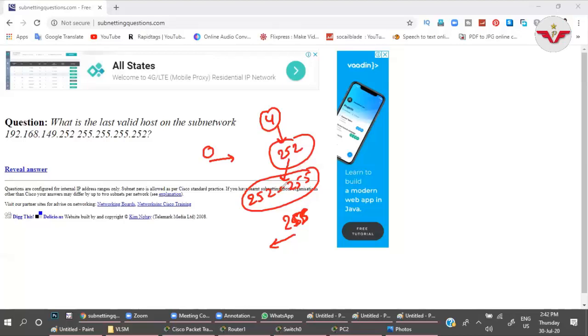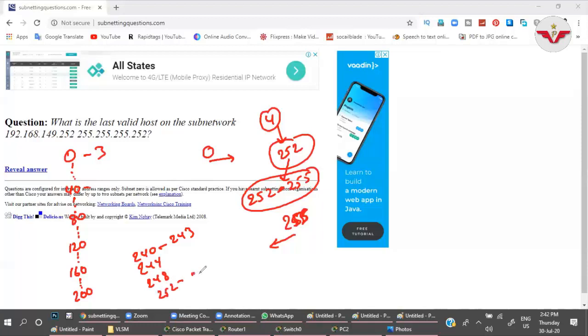Or else, if you're not confident enough in doing that, start doing like this. First network 0 to 3. As I have a jump of 4, I will get the network of 4, 8, 12, 16, 20, and then 24. Now I am on 240. 240 to 243. Next network 244, 248, 252, 252 to 255.